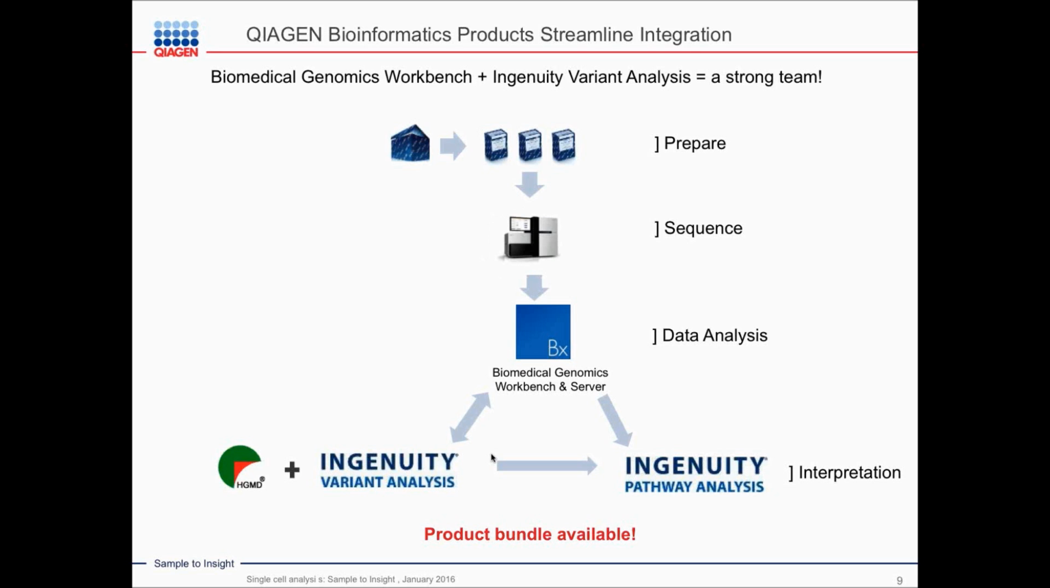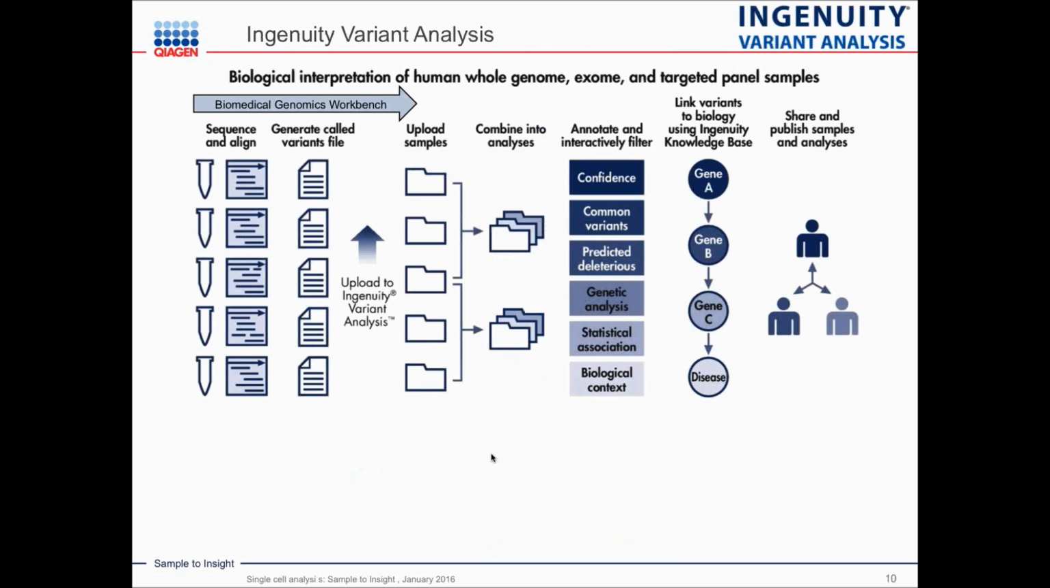And then when we put that all together in a single-cell analysis, you're able to see that the biomedical genomics workbench is going to take you through a certain point where you can take your data off of the sequencing instrument, align it to your reference sequence, generate variants, and then once you have identified all of your variants, you can now upload that to the Ingenuity Variant Analysis. So the point of being in the biomedical workbench is to identify true variants.